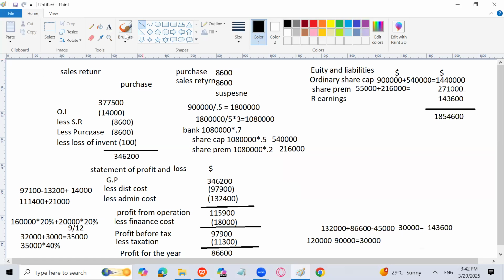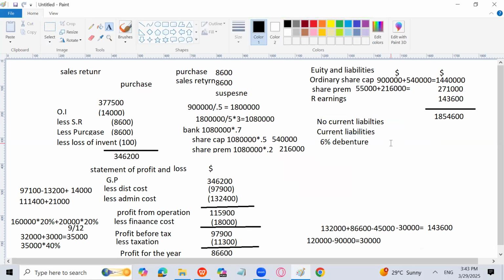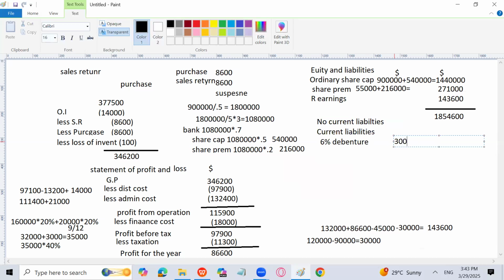Now next comes the non-current liability. Always remember that there is no non-current liability. Why, sir? Because the debentures, which apparently look like a part of non-current liability, will not become non-current liability because the debentures are supposed to be paid in the next year. So that will be written in the current liability section. And I can write 6% debentures because they are supposed to be paid in the next year. In the current liability section, the amount of the debentures is 3 lakh.